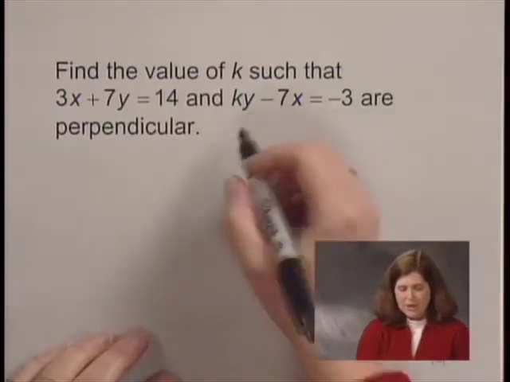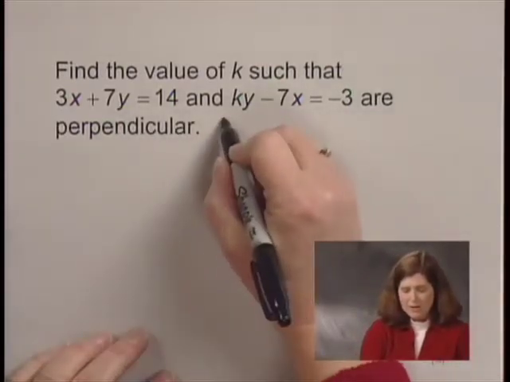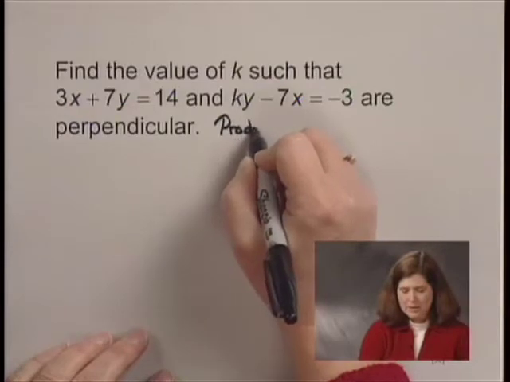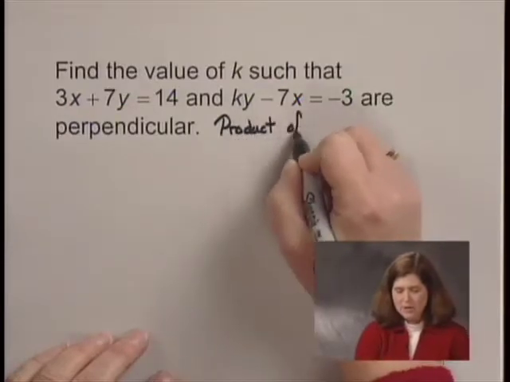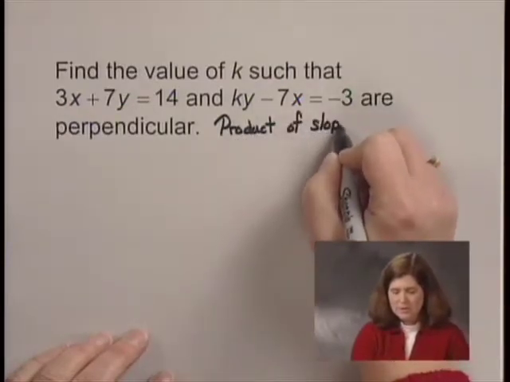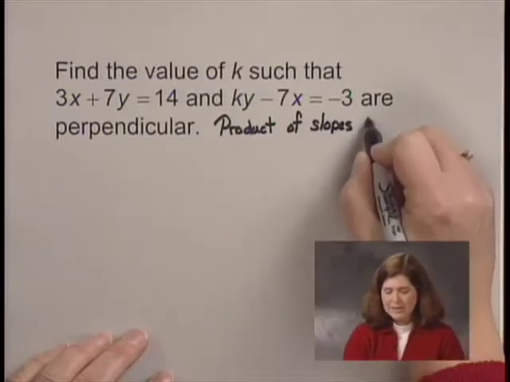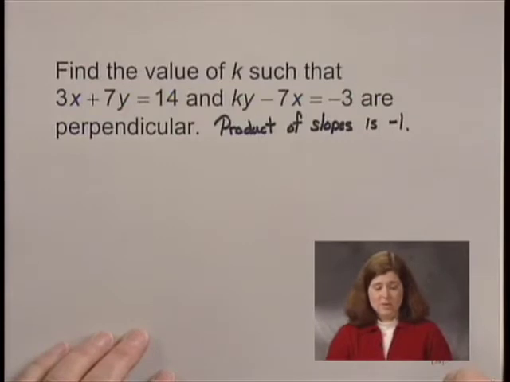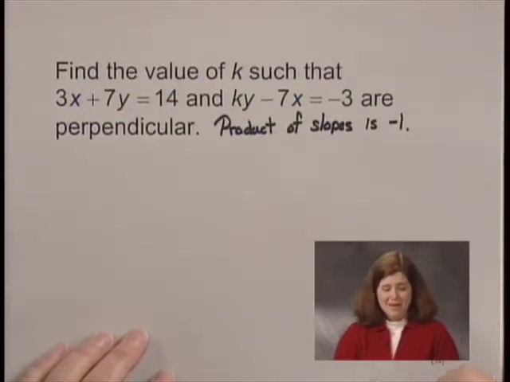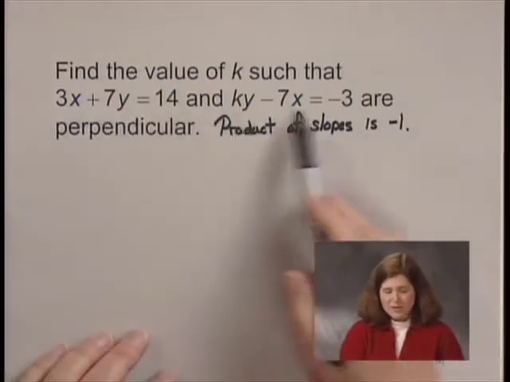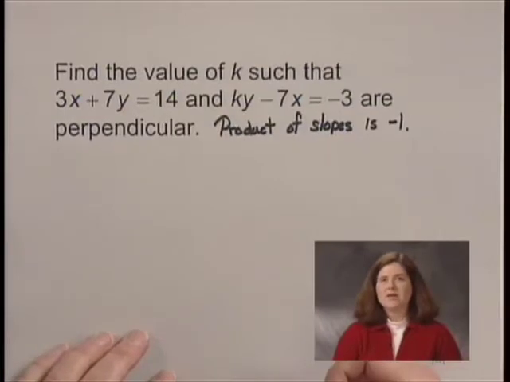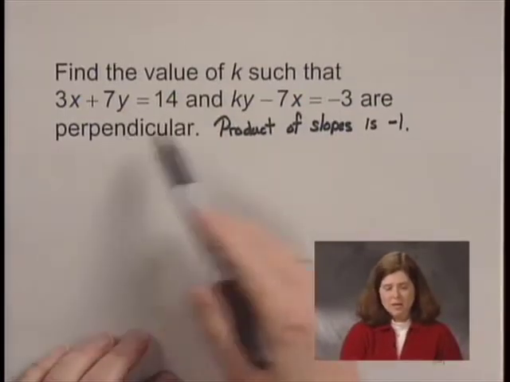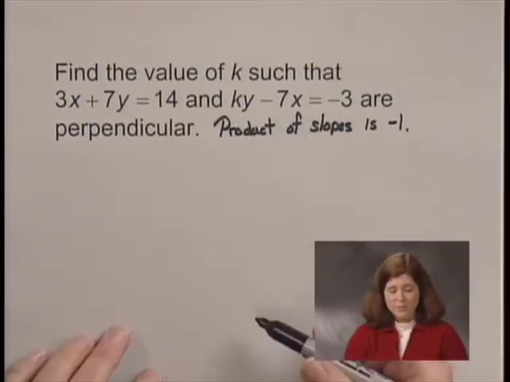And we need to remember that the product of the slopes of perpendicular lines is negative 1. And that's the key that we're going to use to find the value of k. Well, the way these equations are written, we can't read the slopes directly from them, so we'll rewrite each equation in slope-intercept form.